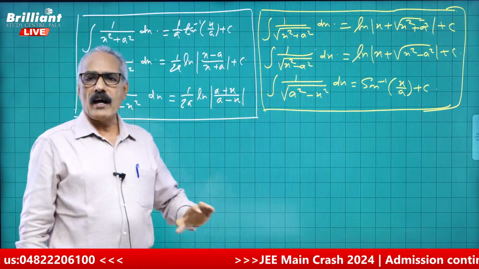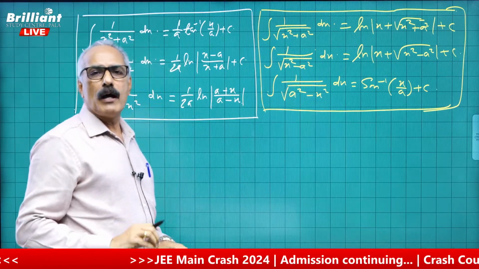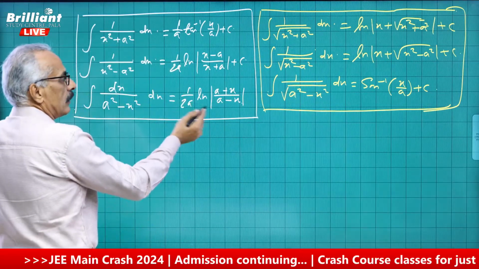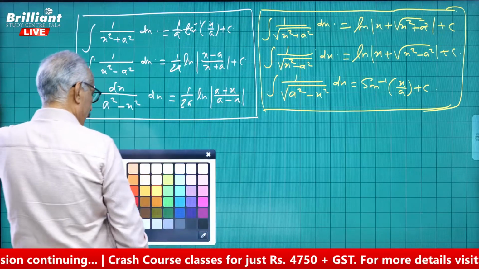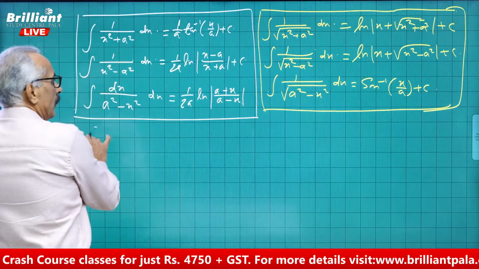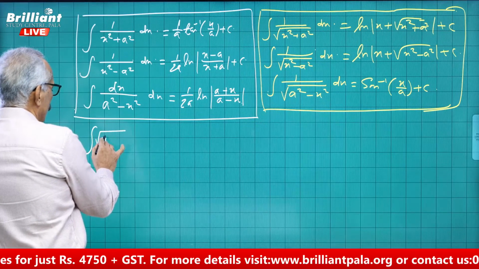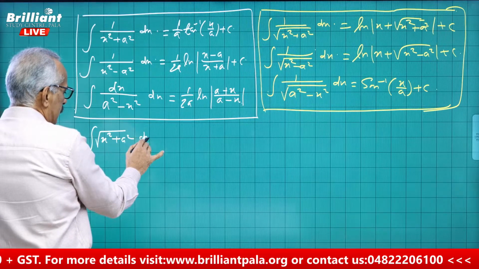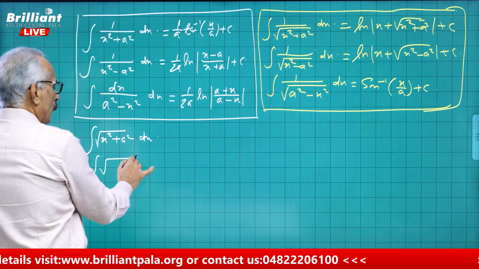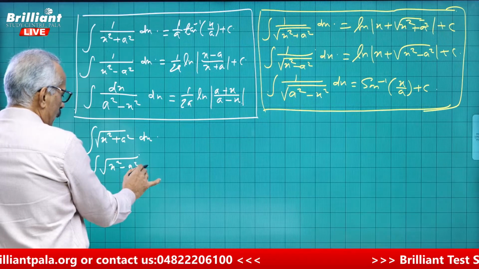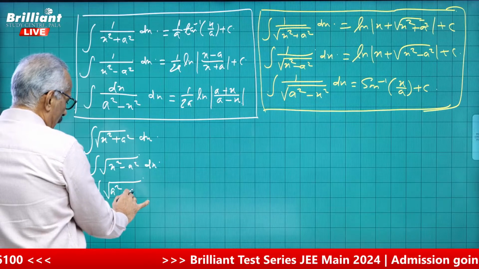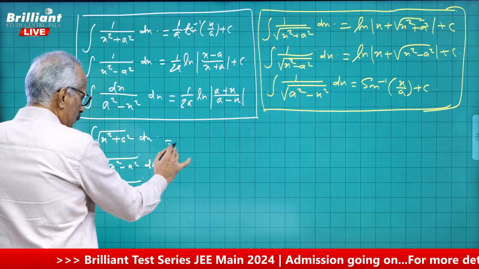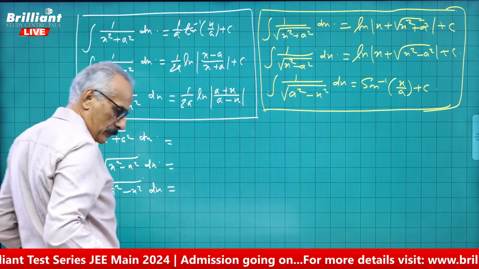Well, we move on to the last set. That's the lengthiest formula perhaps. That is, this root is taken to the numerator. That's the next part. Integral square root of x square plus a square dx. Integral square root of x square minus a square dx. Integral square root of a square minus x square dx. That's equal to. You see?